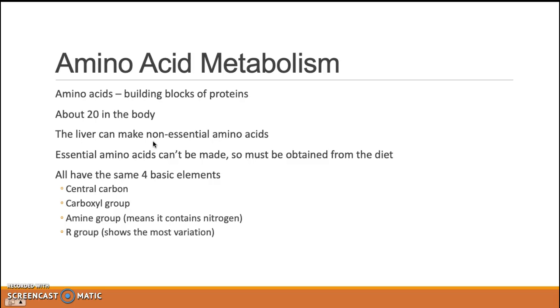from the diet. Now all 20 of these are going to have some common basic elements. They're going to have a central carbon, a carboxyl group, and an amine group. All 20 of them will have those same things. An amine just means that it contains nitrogen. But then there are about 20 different R groups, which is kind of the rest of the molecule, and that's what shows the variation. That's what makes each a unique amino acid.